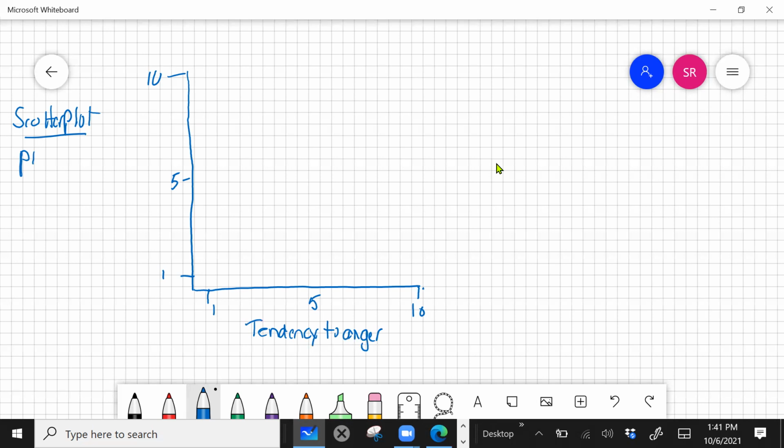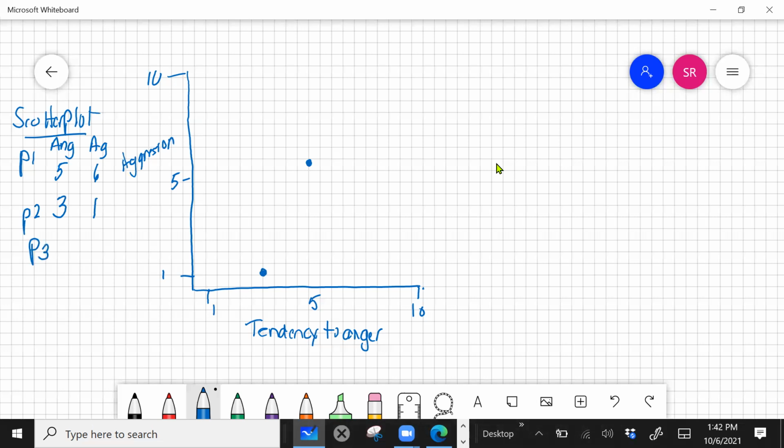I'll just write aggression here. And person one has 2 scores. We'll have their anger score in column 1 and their aggression score in column 2. Person one had a 5 on the tendency to anger and a 6 on the likelihood of using aggression. We'll plot their point right here. Person two had a 3 and a 1. We'll plot their point right here.